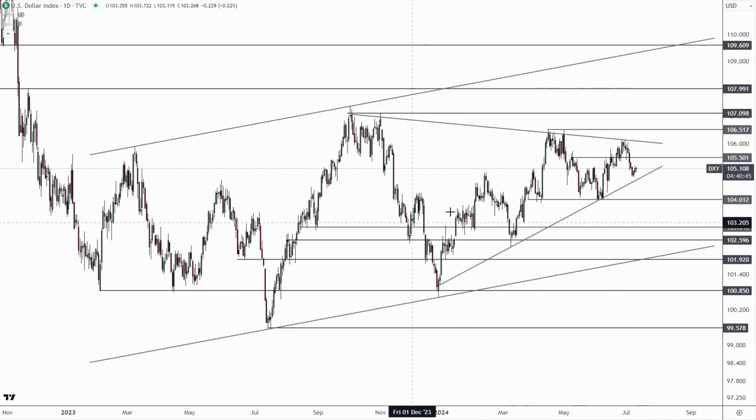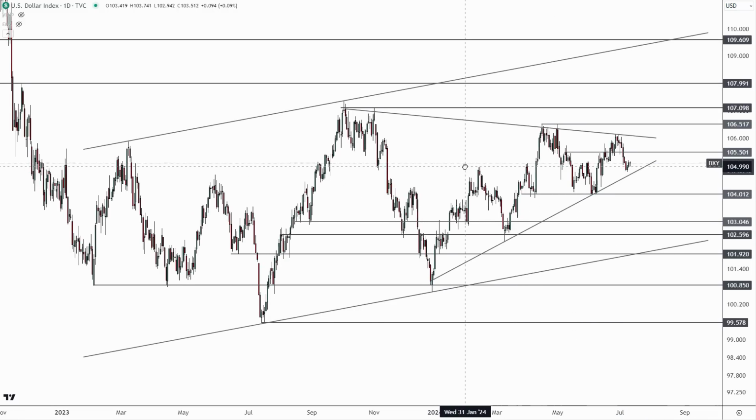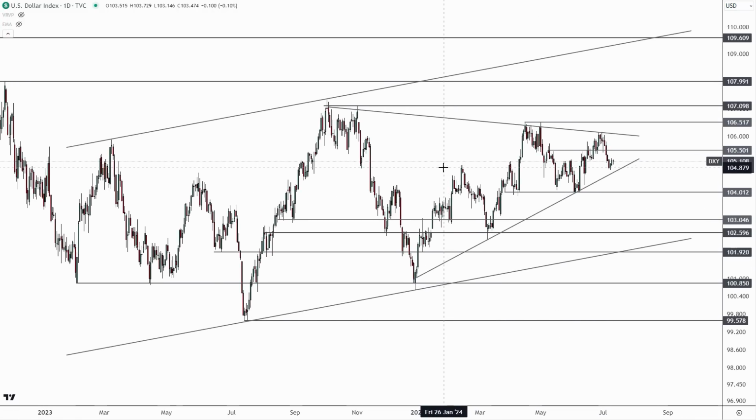All right, so last up, let's take a look here at the DXY. If you guys have followed this channel and website for a while, you know about this larger channel back here. Going back to the start of 2023, you can see where the DXY has traded within this massive channel. And we've also talked about the fact that this market is trading back below a channel I had drawn off of these lows.